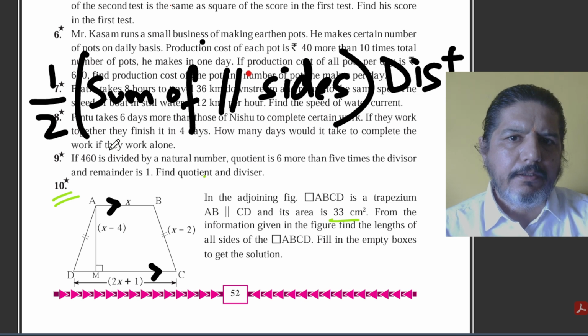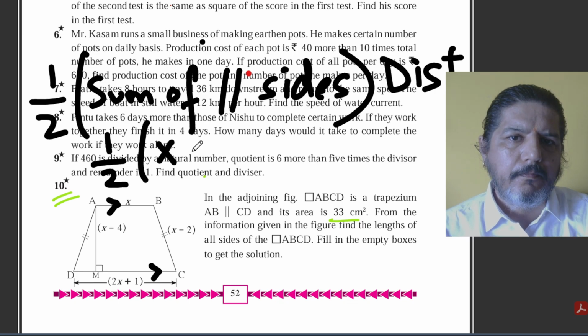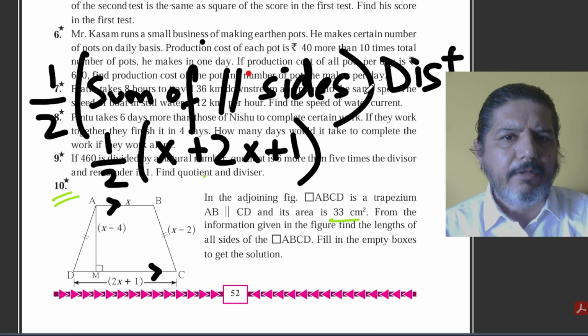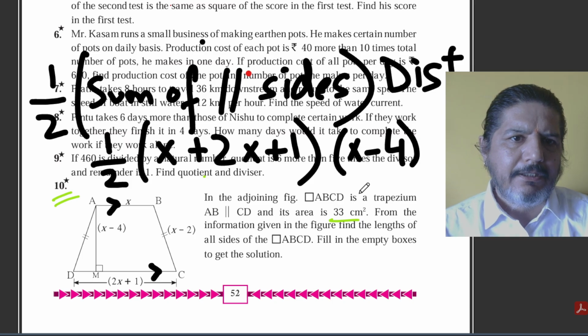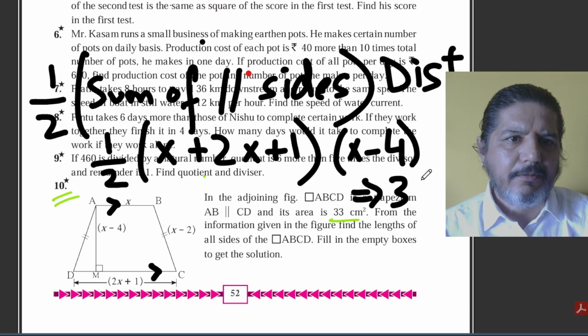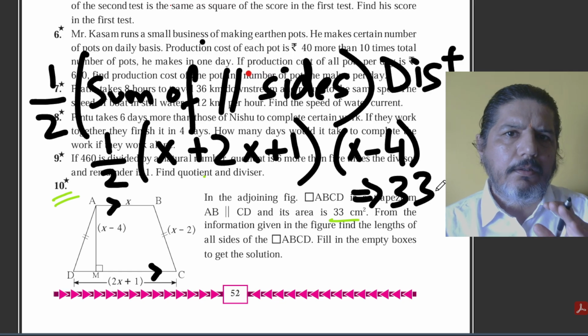So we have to take the sum of the parallel sides. It will be x plus 2x plus 1, multiplied by the distance between them. x minus 4 is the distance between them. So this would be the area, and this area would be equal to 33 centimeters square. So actually this is a fairly simple question.